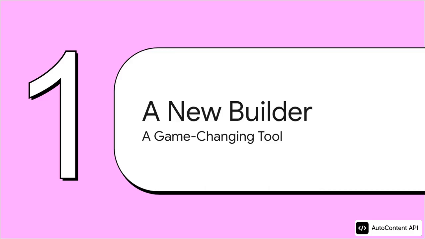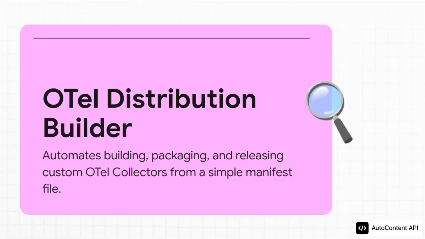So, let's get to the good part, the solution. We're going to take a look at a new, and I mean really game-changing, open source tool that's designed to fix this exact problem. It's called the OpenTelemetry Distribution Builder. Okay, so what is this thing really? Here's the most important part. It's a tool that automates the entire process. I'm talking building, packaging, and releasing your very own custom OpenTelemetry collector distributions. And it does all of that from one simple manifest file. Seriously, think of this as your new secret weapon for custom observability.